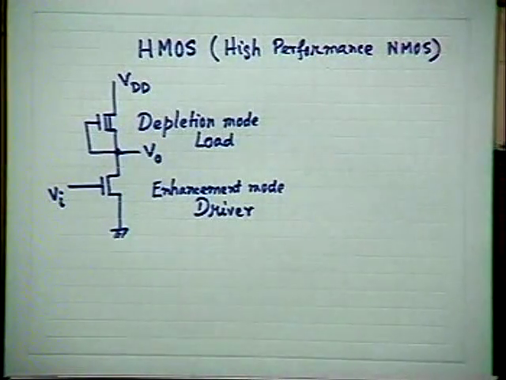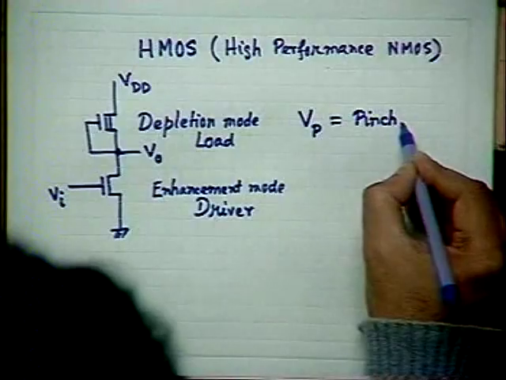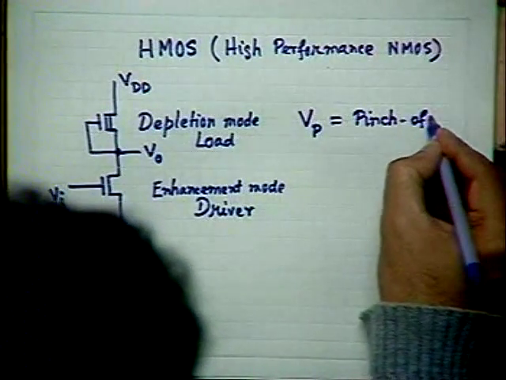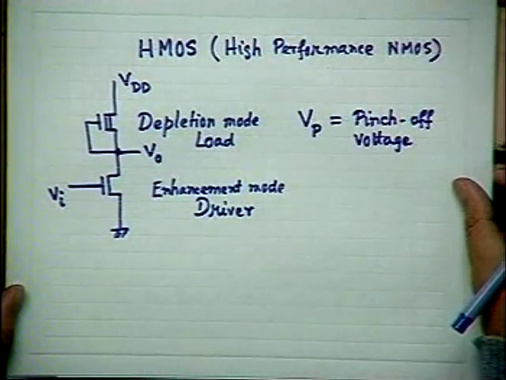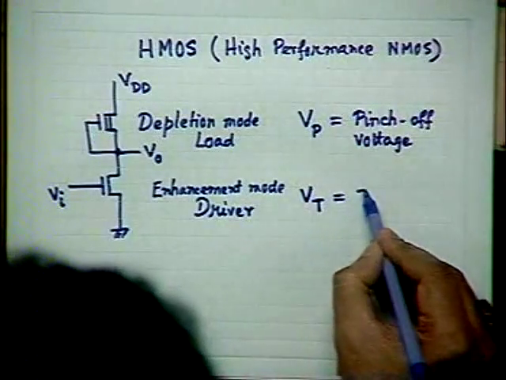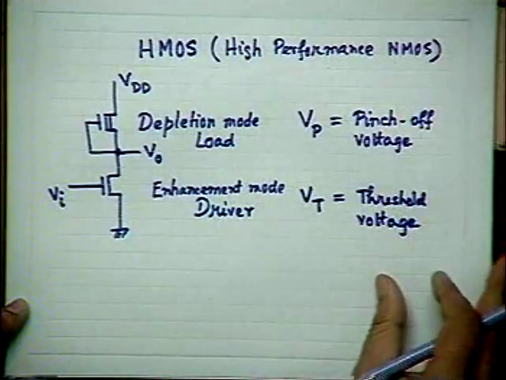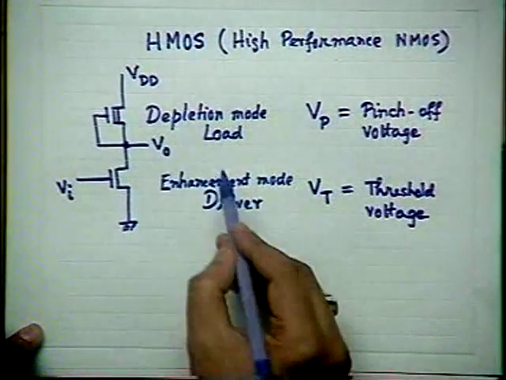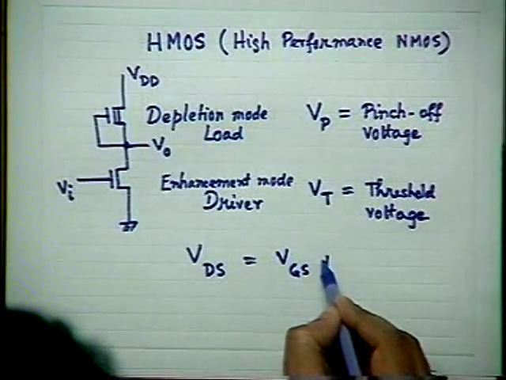In that case, normally the threshold voltage is called a pinch off voltage. This is called pinch off voltage, for depletion mode device. Instead of writing threshold voltage, we prefer to write pinch off voltage, borrowing the terminology from JFET, because JFET is basically a depletion mode device. By applying a certain gate voltage, we pinch off the channel. We turn off the device. Okay? And in this case, it is threshold voltage. And in order that the depletion mode is in this thing, we normally have to satisfy a condition that VDS must be equal to VGS plus VP.